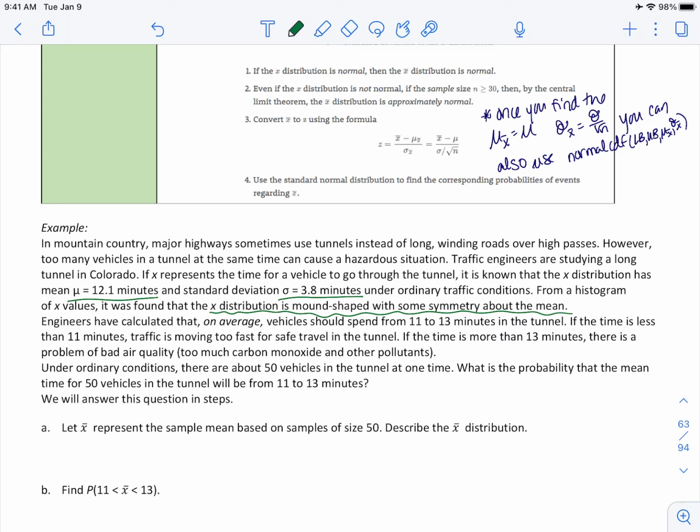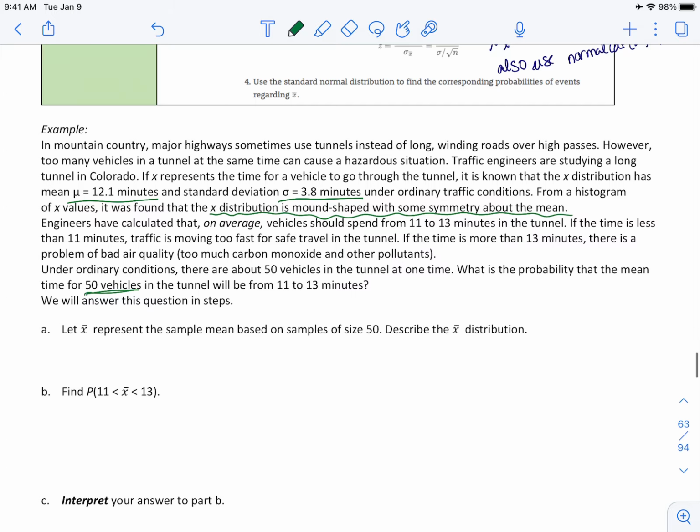What is the probability that the mean time for 50 vehicles in the tunnel will be from 11 to 13 minutes? So let X bar represent the sample mean based on samples of size 50. Describe the X bar distribution.